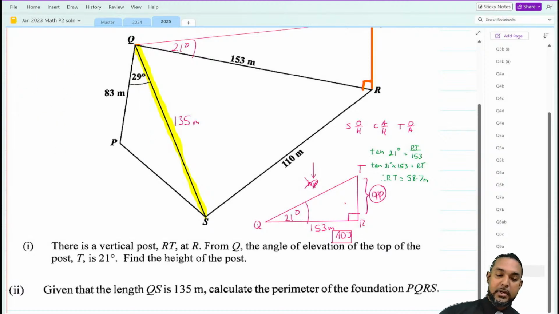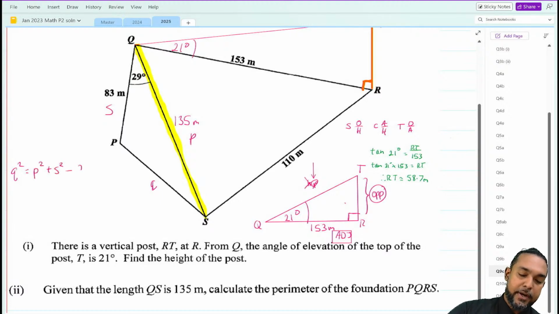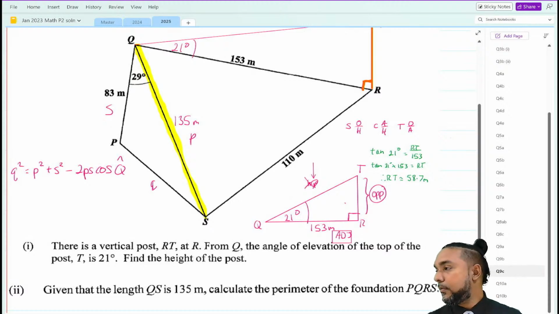So let's get it. So this is vertex P and the length opposite is small p. This is vertex S, that length would be small s. And this is Q, which means the length opposite would be small q. So using cosine rule, we're looking for q squared. That'd be equal to what? p squared plus s squared minus 2 by p by s cosine angle Q. Okay. Right.